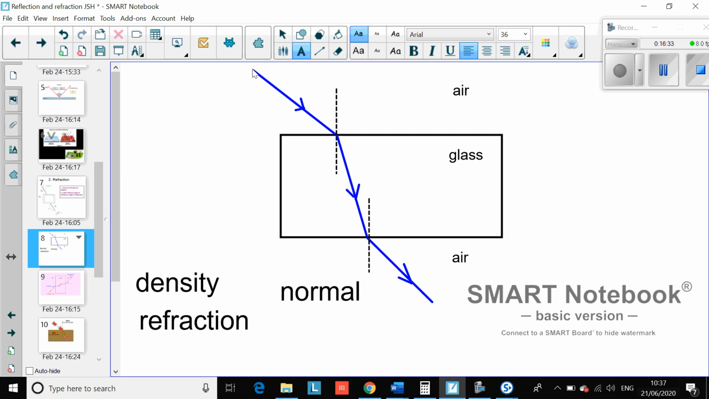So let's just go through it one more time. As a beam of light comes in, it's transmitted through the glass, because light can travel through glass, but because glass is denser or has a greater density, it slows it down. That causes the beam of light to bend towards the normal. It changes direction. This is what we call refraction. So pause the video and then just write a couple of sentences to explain refraction in your own words.